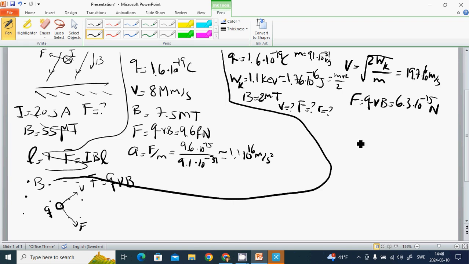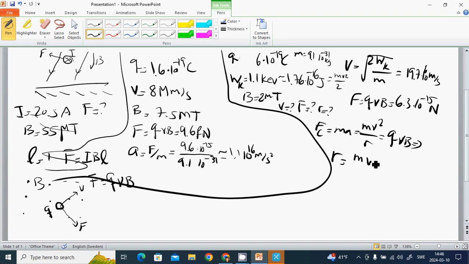It is circular movement. Then F equals m a, which is m v squared divided by R. Which is this one, q v B. Then R equals m v divided by q B. We put the values, we get 556 millimeter.